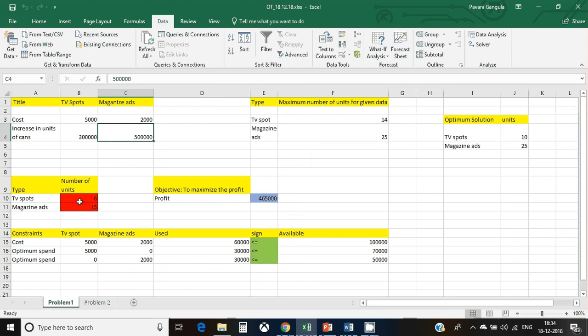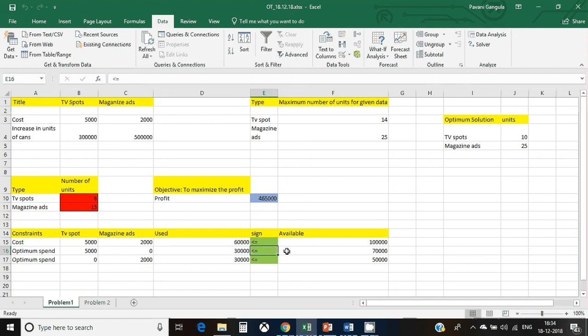Here the decision variables are the number of units of TV spots and magazine ads, or in turn X1 and X2. TV spots represent X1 and magazine ads represent X2. Here we have the constraints. The first constraint is the optimum spend on TV spots cannot go beyond $70,000. The optimum spend on TV spots is given by B16, that is $5,000 on each TV spot into the number of units of TV spot.